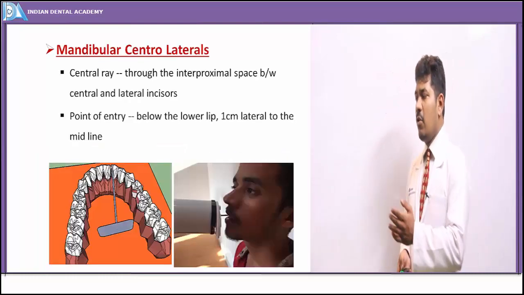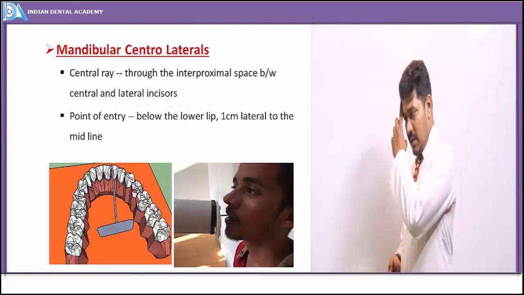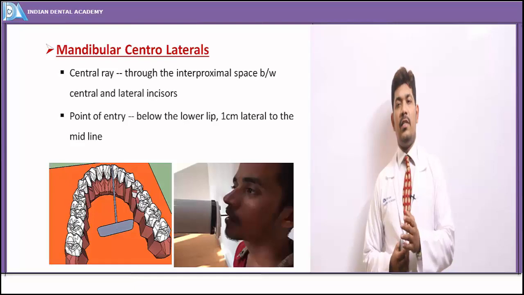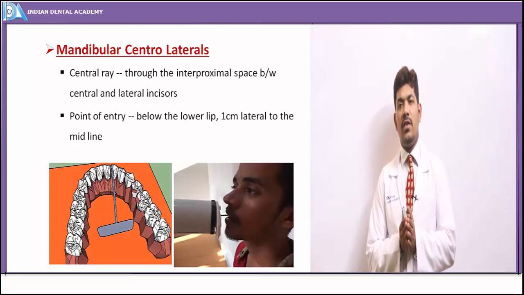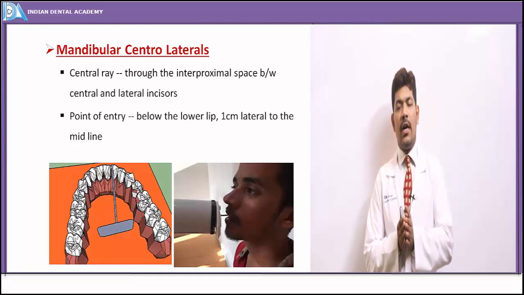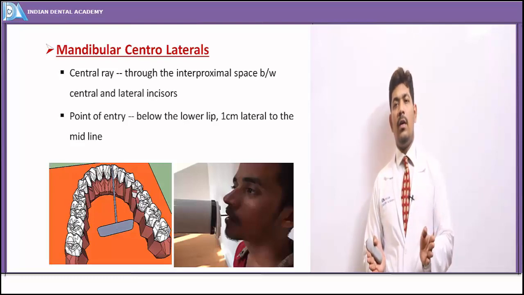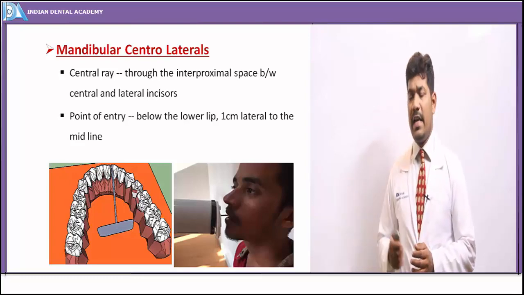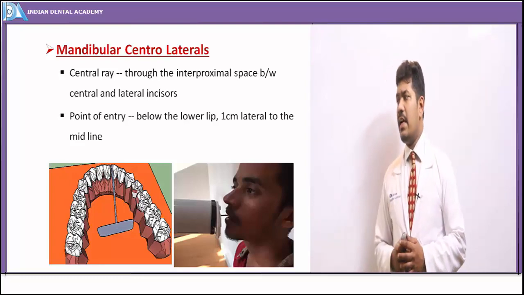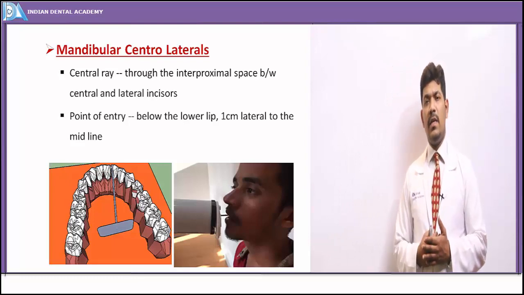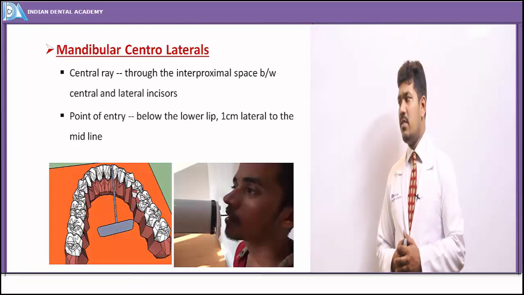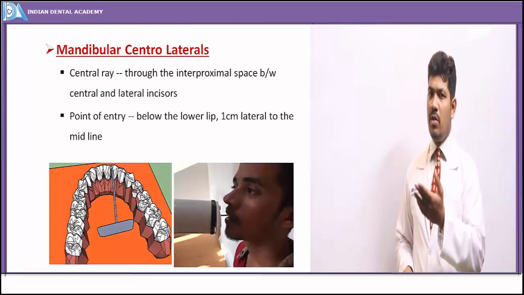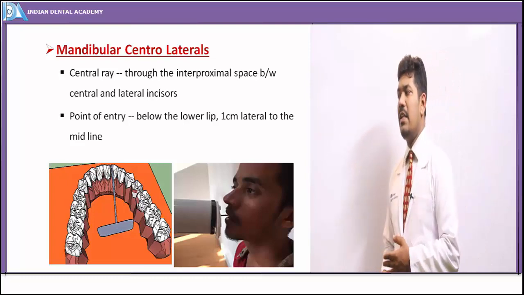Now if you go over to the mandibular areas, the central and laterals. Owing to the small mesiodistal dimensions of the mandibular centrals and the laterals, both the laterals as well as the centrals are taken into a single IOPA picture, so that all the four teeth can be seen on a single radiographic X-ray film. So the central ray, again, has to pass through the contact space between the central and the lateral incisors. That would be the primary aim of the central ray, and the point of entry is obviously below the lower lip, 1 centimeter lateral to the midline.